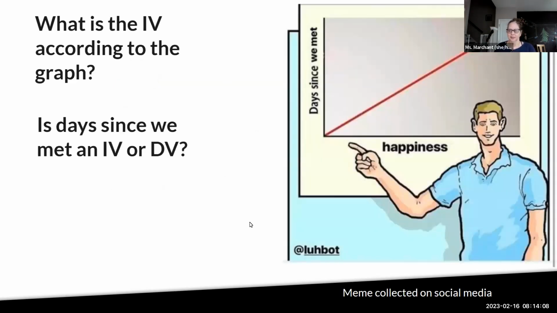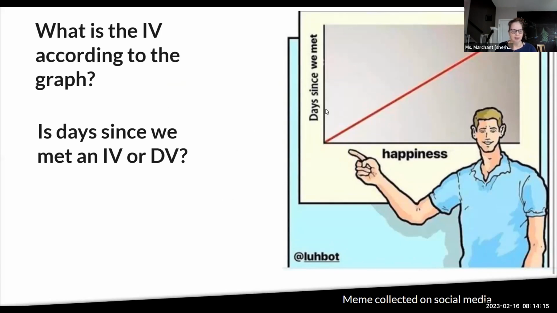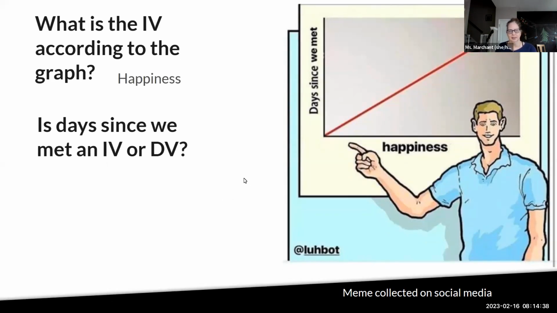Okay, so here we got a little graph here. Is days since we met independent or dependent? So you can answer this two ways. According to the graph, it's a dependent variable. But then let's take a step back. Days since we met, that's reacting to your happiness. This graph seems like it might be backwards. So even if they give you a graph, take a second to think about it. Is that actually the IV or the DV?